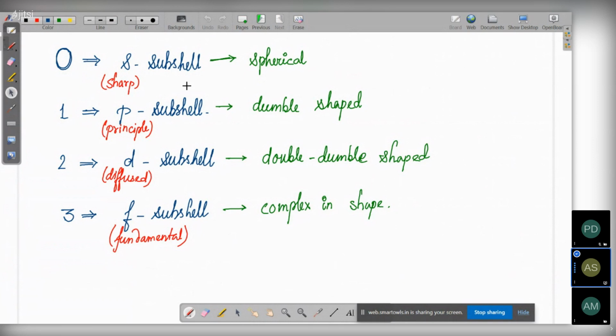So we have seen that there are four types of subshell: S, P, D, and F. These are the four different subshells that are present. If the L value is 0, then it is an S subshell. L equal to 1 is the P subshell. L equal to 2 is the D subshell. And L equal to 3 is your F subshell. So these are basically the subshells that we have.